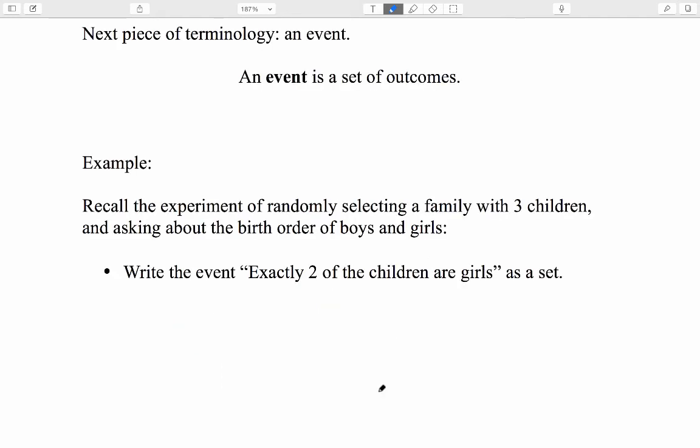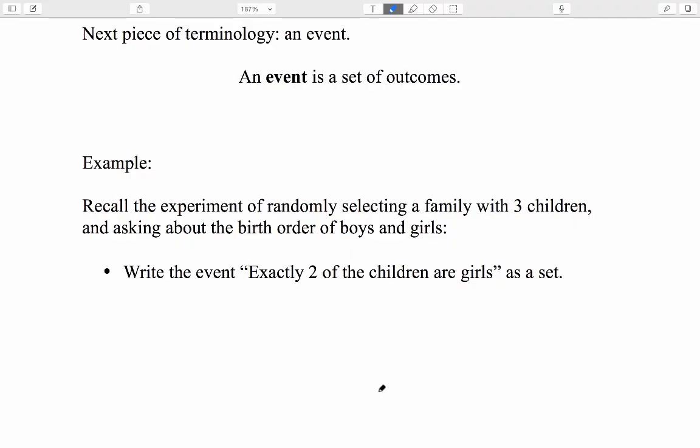We're ready for the next piece of terminology, an event. What is an event? An event is just a set of outcomes. It's written as a list of outcomes enclosed by curly braces. Again, recall our experiment of randomly selecting a family with 3 children and asking about the birth order of boys and girls. Let's write the event, exactly 2 of the children are girls, as a set.